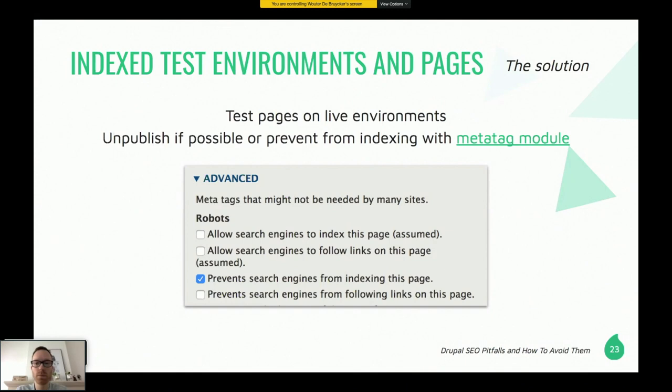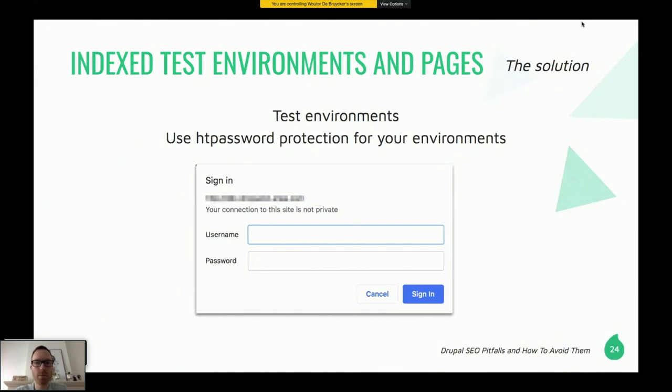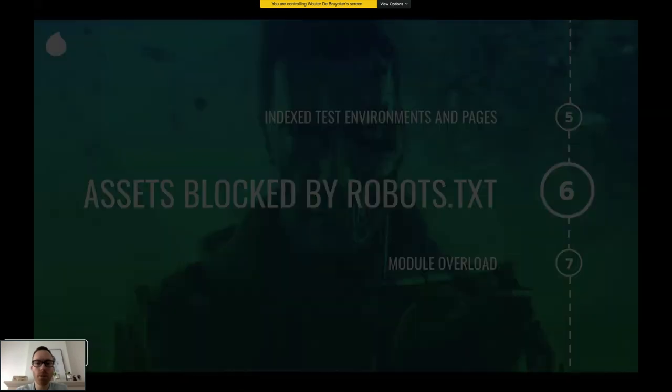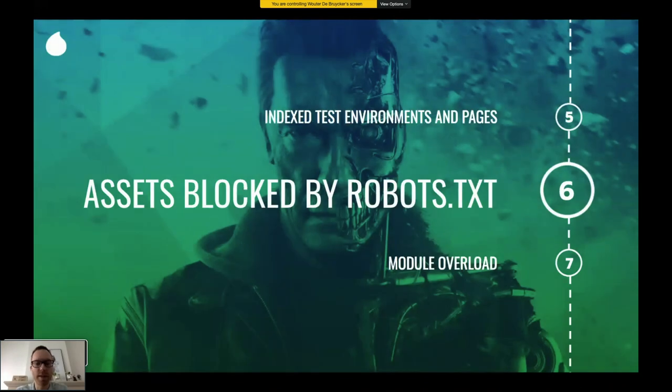And for staging, you might think the solution is robots.txt, but Walter will cover why it's not the solution later in his presentation. The best solution is actually preventing access to the page with HTTP passwords. So if you want to set it up, you can Google it pretty quickly. It's pretty easy to set up, and the client will have to enter a username and a password before they can access the dev or staging environment. This will make sure Google can't access the page and can't index it. So that's what you want.